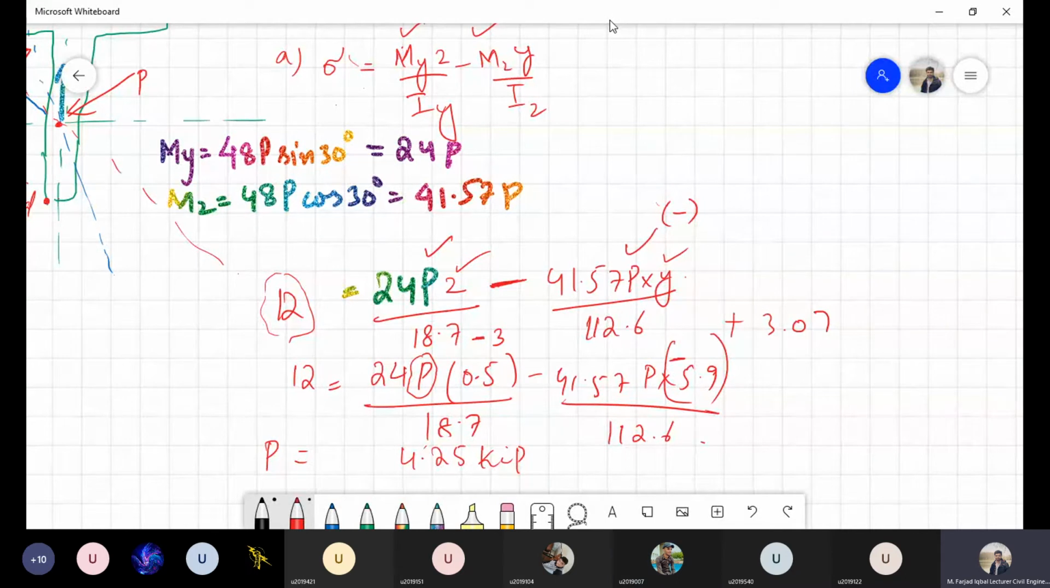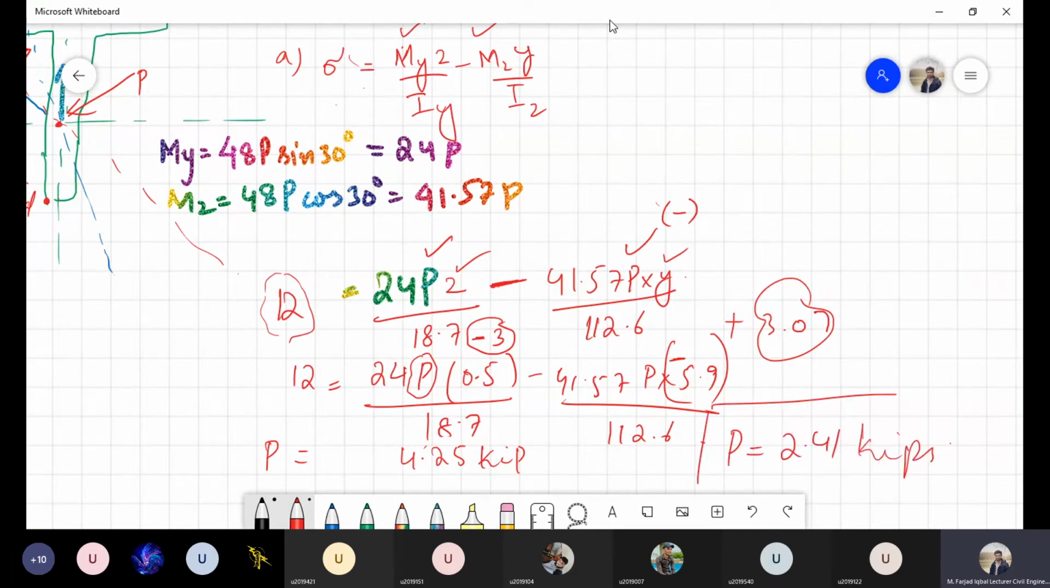positive 3.07. So in this case as well, both these terms will add up to give you the stresses. But when you find the answer from this one, you will get the load as 2.41 kips. So obviously you have to report the maximum value of load. So you will consider this term.